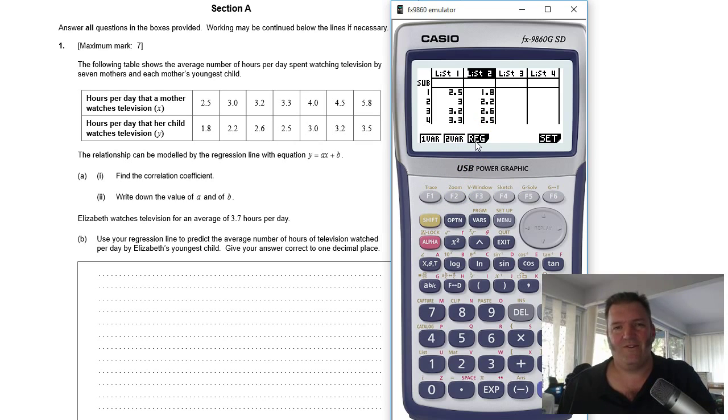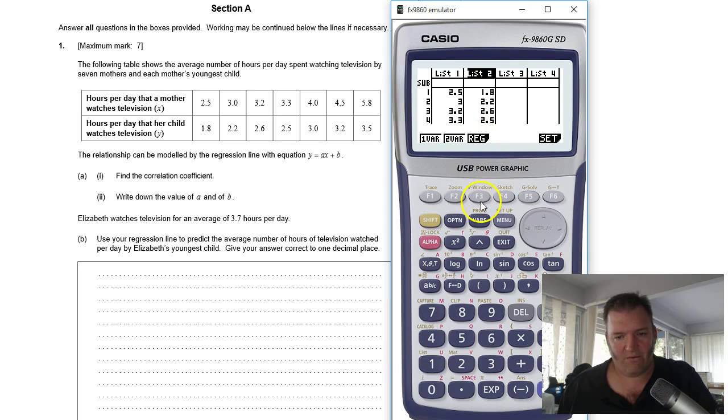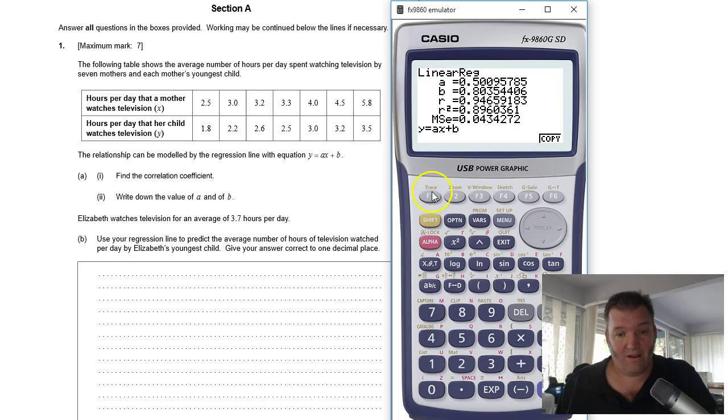Before you do it, I encourage you just to check your setup. What is the setup? The x variables are in list 1. For 2 variables, it's list 1 and list 2. It's all good, so we're not going to have any problems here. We want to do regression, linear regression, so equation in terms of x. And there we have it.